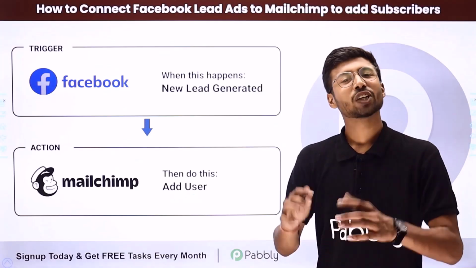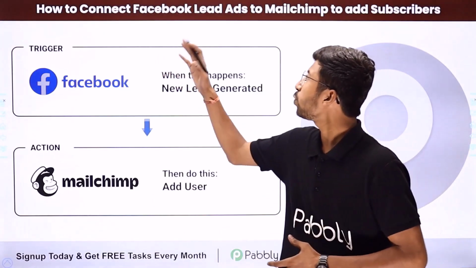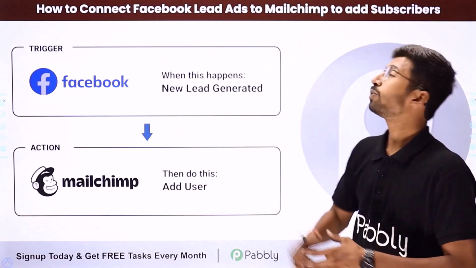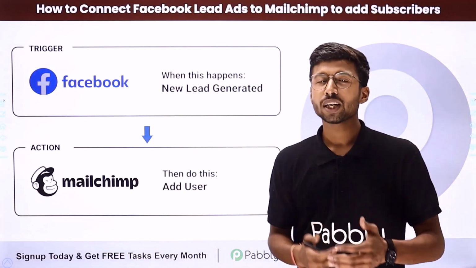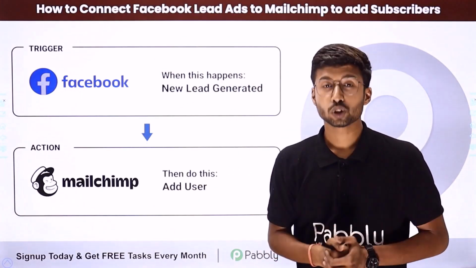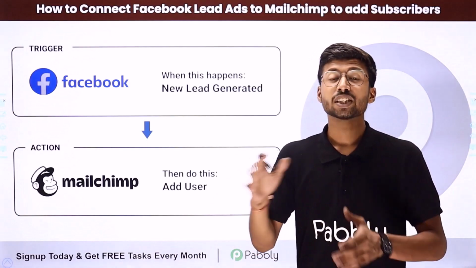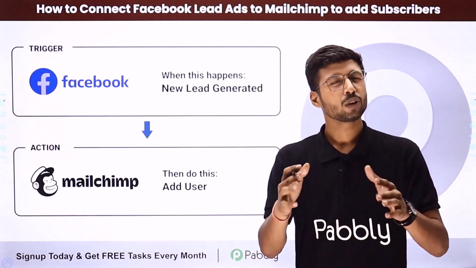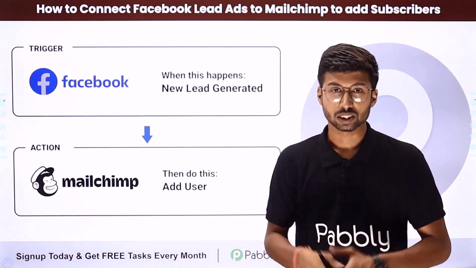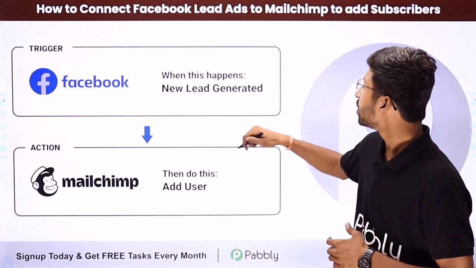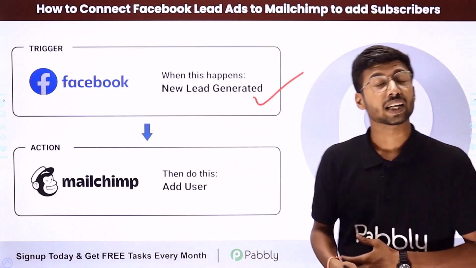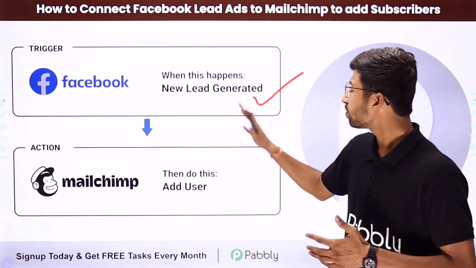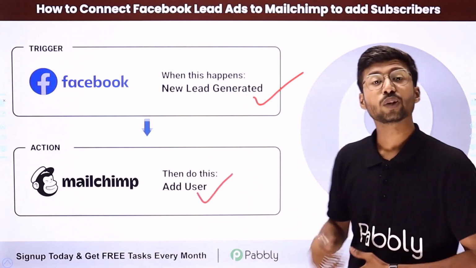So in this video, we will learn how to connect Facebook lead ads to Mailchimp to add subscribers. Now suppose, guys, you are generating some new leads from Facebook lead ads and you want to add those leads into Mailchimp so that they can be a part of your email marketing campaign. Now you can completely automate this process. So the trigger of this automation will be new lead generation in Facebook lead ads and the action will be addition of that user into Mailchimp.